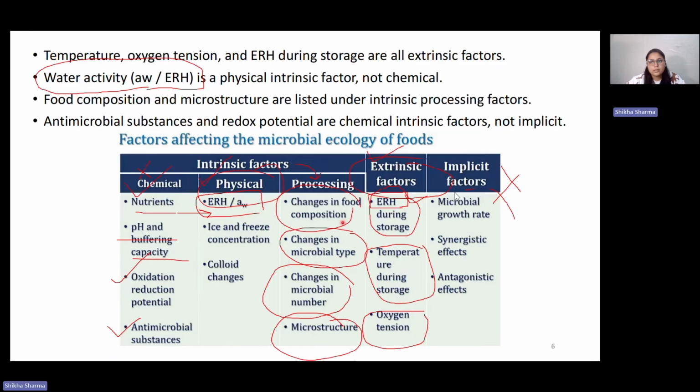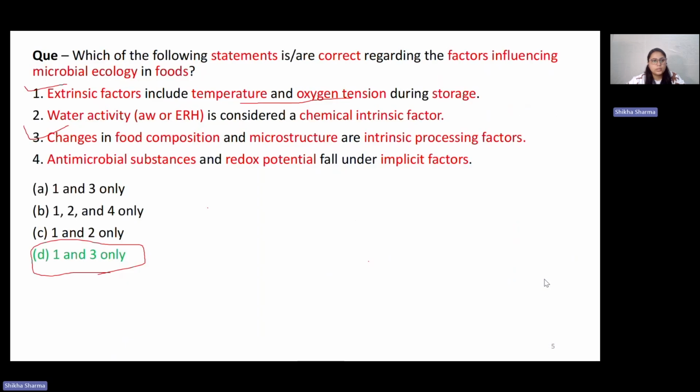In implicit factors, what are the different factors that will come? So the microbial growth rate, and then the synergistic effects and the antagonistic effects, they come in implicit factors. So here answers 1 and 3 are only correct. Statements 2 and 4 are incorrect.